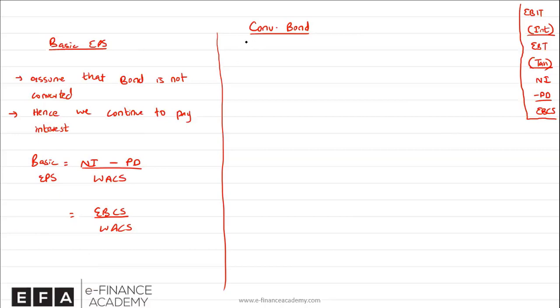All right, how do we find the diluted EPS to see whether it's dilutive or not? Here's the exercise we do. We make the assumption that the bond is converted. So we assume that the convertible bond is converted into common shares. Hence, no more interest.